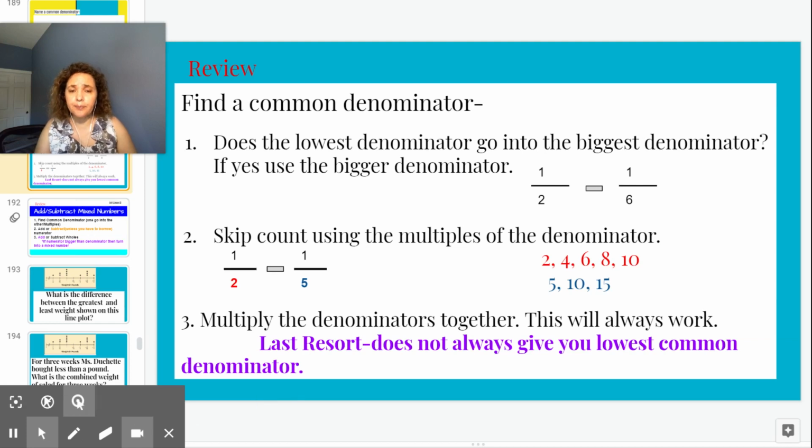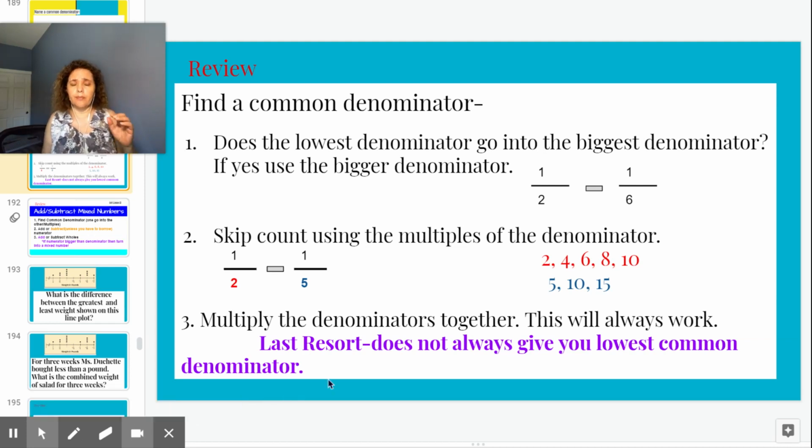And lastly, if you've gone out 4 or 5 and it doesn't work, then just use the opposite denominators to multiply together to find a common denominator. This will always work, but remember, this is your last resort because it does not always give you the lowest common denominator. Okay, so use that as your last resort. I can't specify that enough.